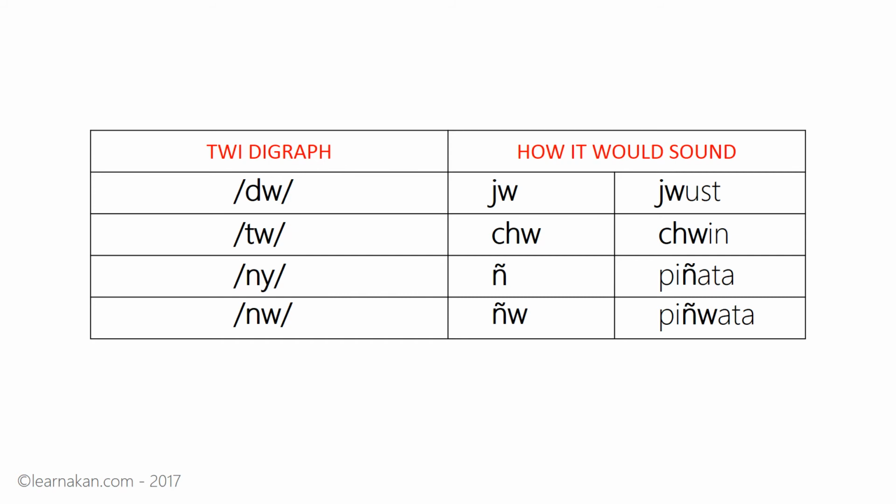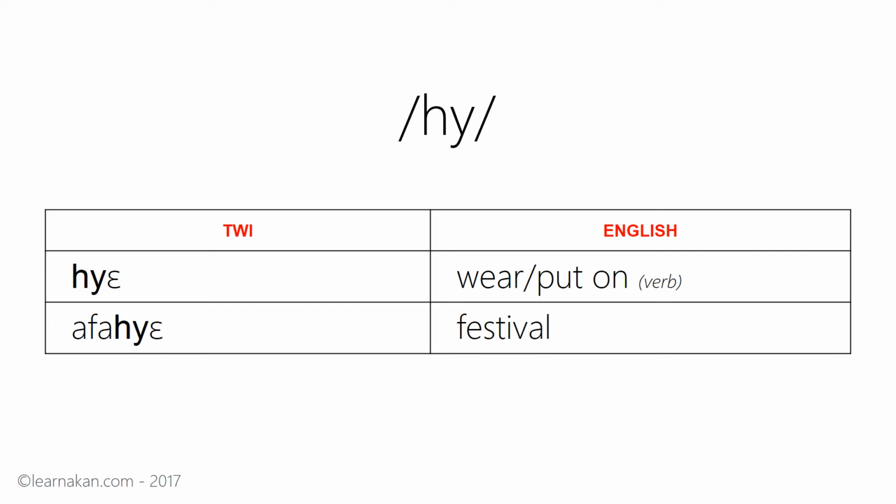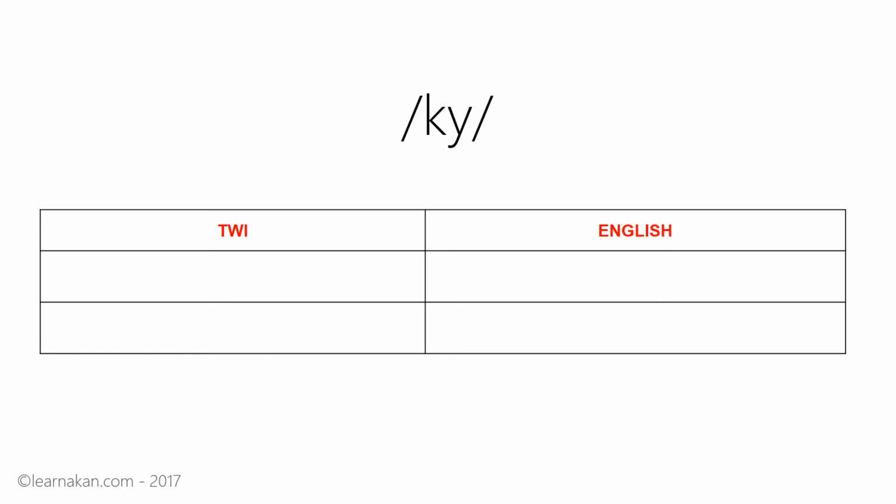Now let's look at some examples of Twi words containing the digraphs. J: jai. Sh: she, afashe. Ch: chinie.